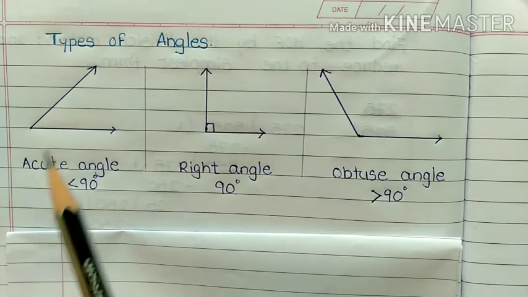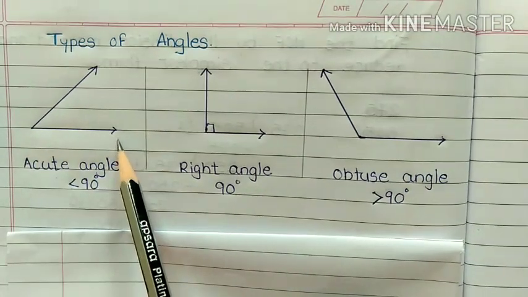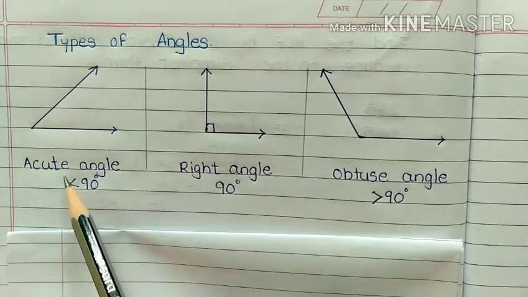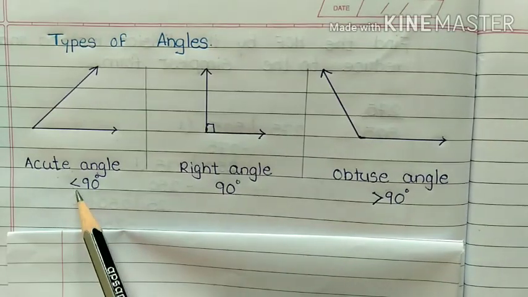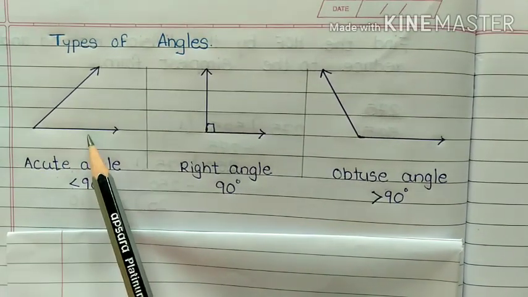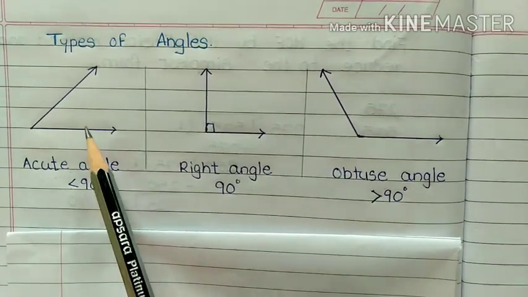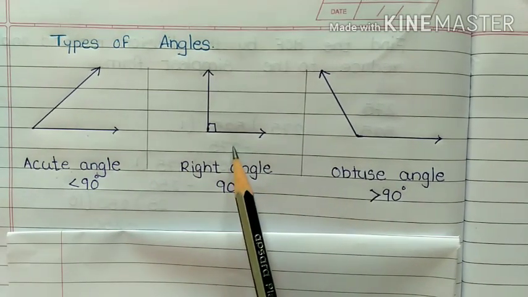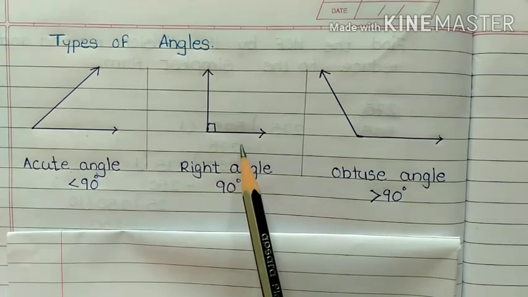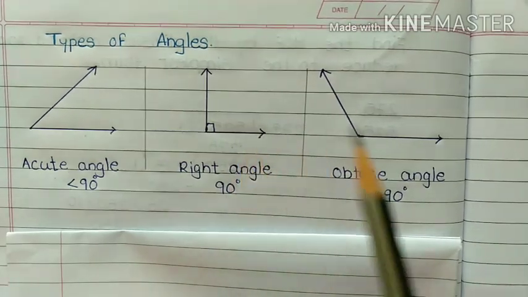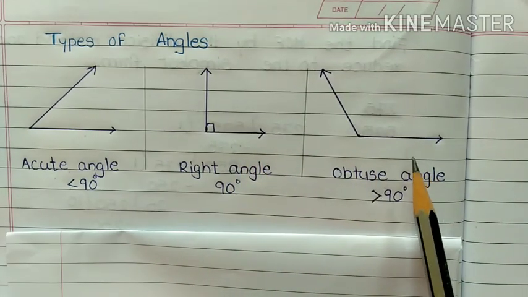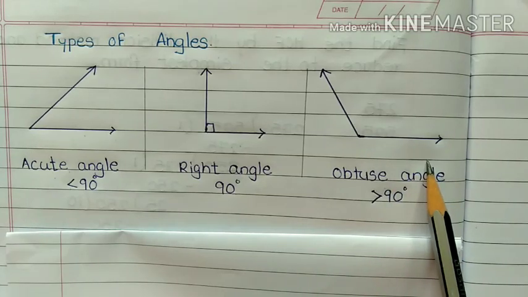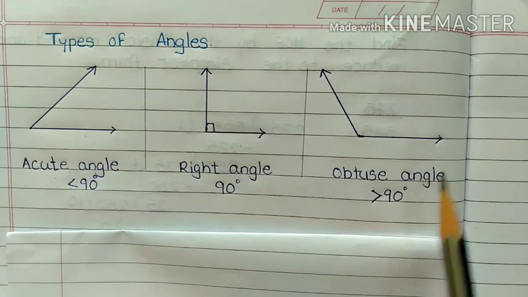Types of angles. Acute angle. Acute angle means the measure of the angle is less than 90 degrees. That angle is called an acute angle. Right angle. The measurement of the angle is 90 degrees. That angle is called a right angle. Obtuse angle. The measurement of the angle is greater than 90 degrees. That angle is called an obtuse angle.